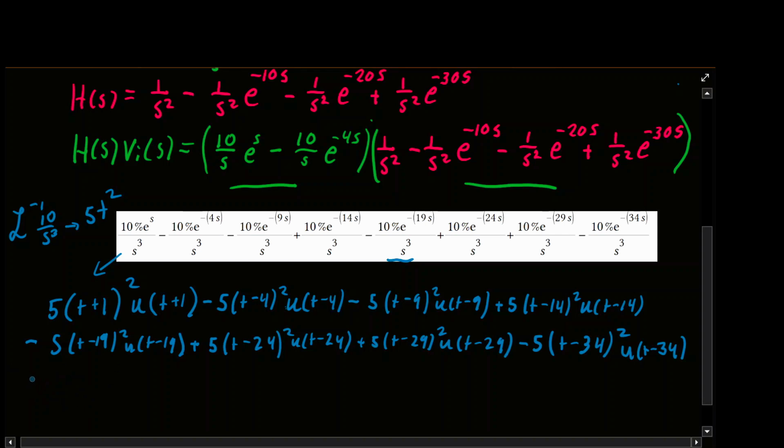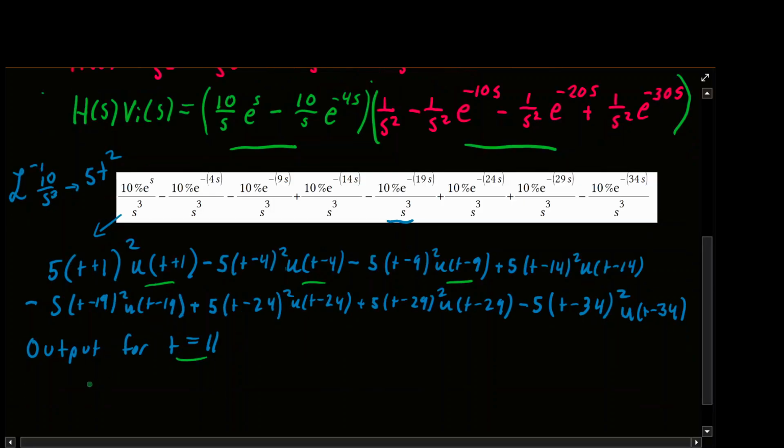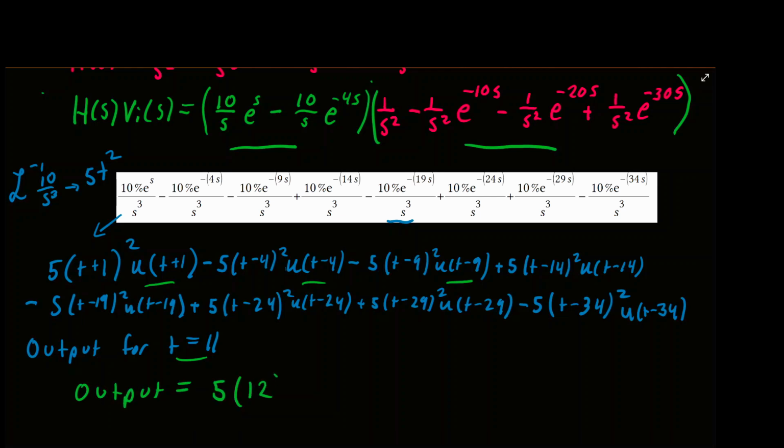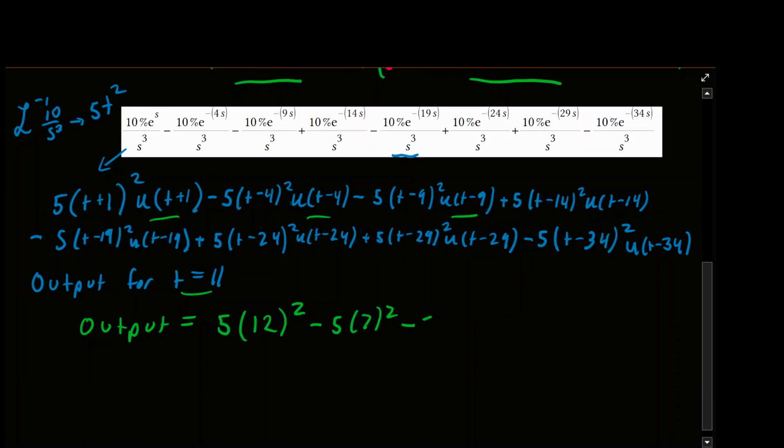So now what if the problem asks us to find the output for t equals 11? Now the only terms of this equation that we're going to have to deal with are this term, and this term, because our other step functions are going to evaluate to 0 for time equal to 11. So if we plug this value in, the output is equal to 5 times 12 squared minus 5 times 7 squared minus 5 times 2 squared. And evaluating this gives us our output at time equals 11 as 455.